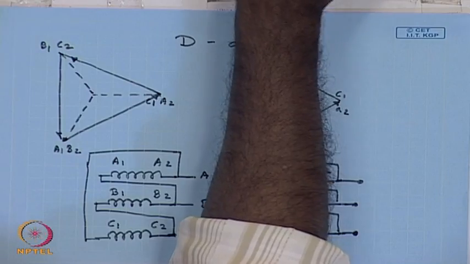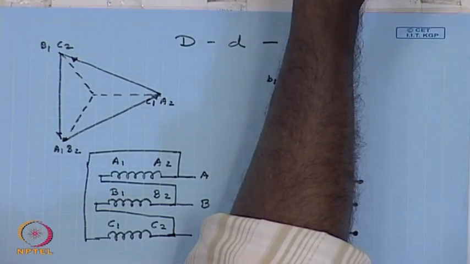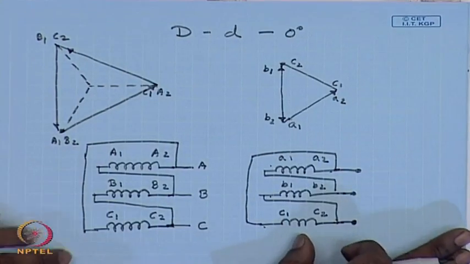Similarly, we can obtain the connection of YY6, which is left as an exercise.